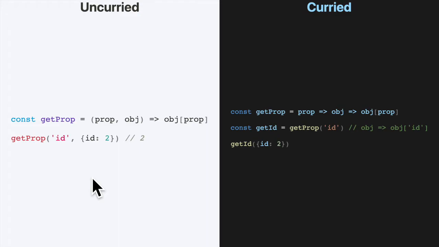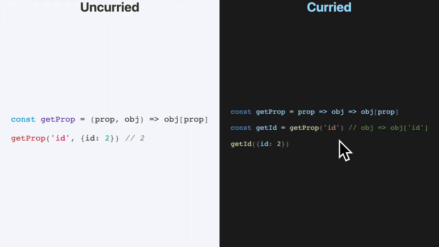Well, to answer your question, let's go over to the right-hand side and look at the curried version. If you follow my cursor, this getProp function has two parameters, but it's been split up into two separate function calls. You might be asking, why would we do that? Well, if you look at the getID function right here, this has been constructed by filling in this parameter here.